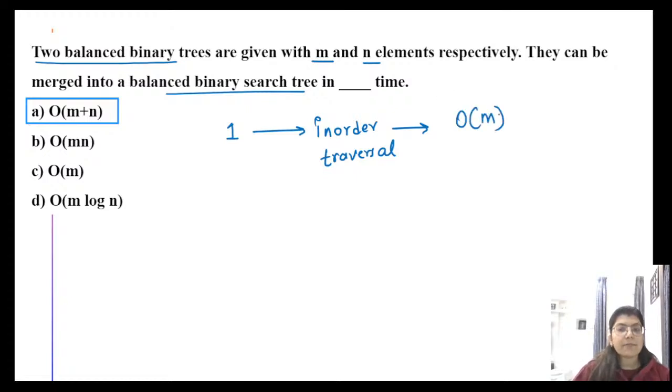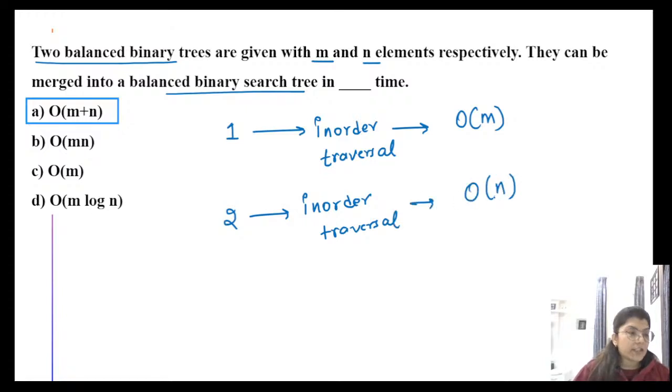Order of m time. For the second also, again I will do in order traversal of the second tree, and I'll store it in an array. How much time will it take? It will take order of n. In order traversal will take order of n and order of m time.